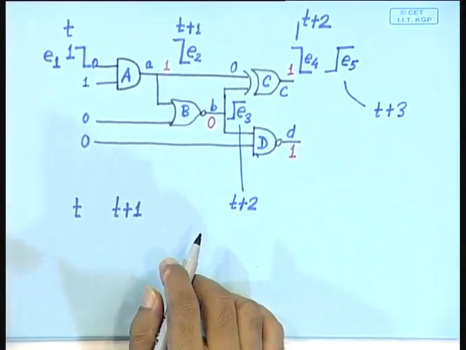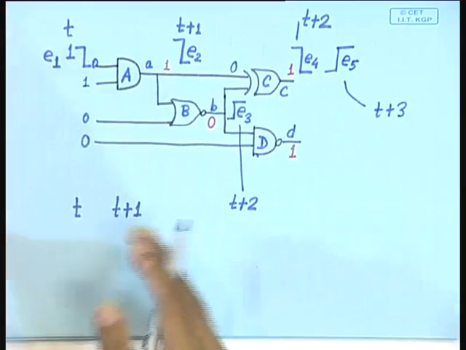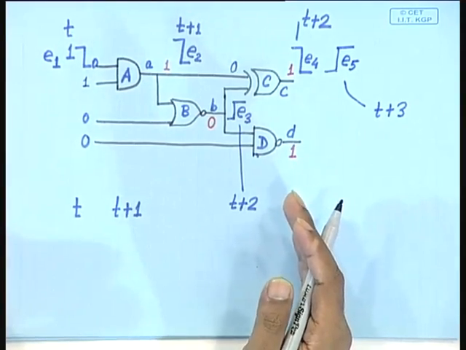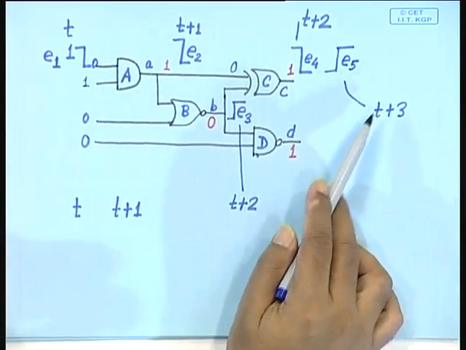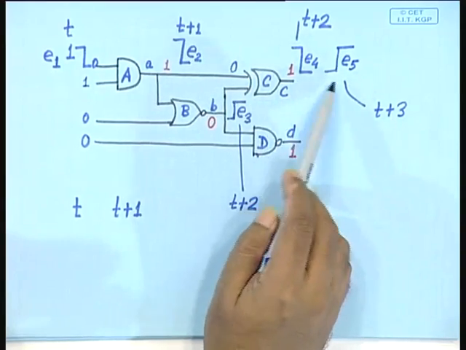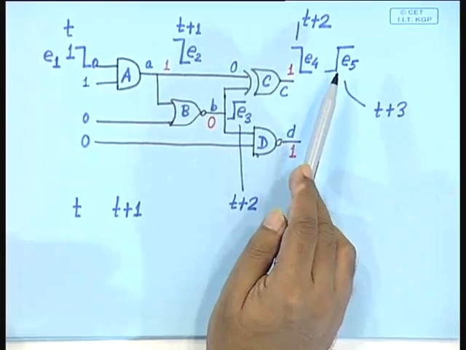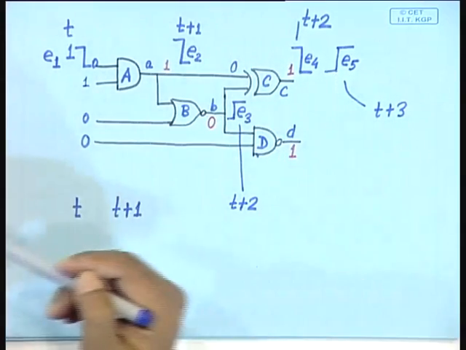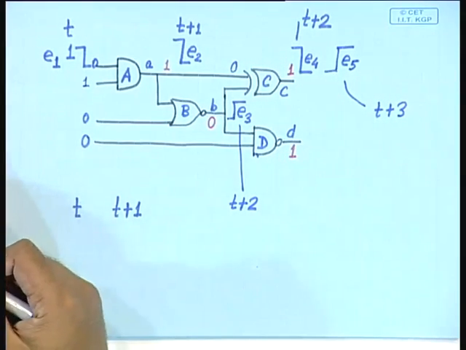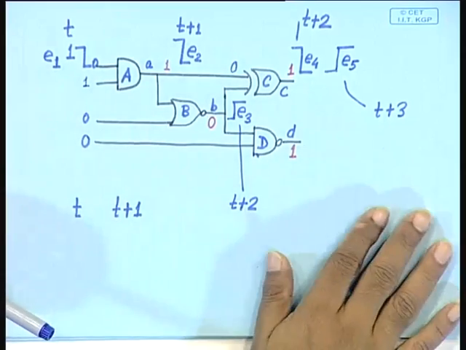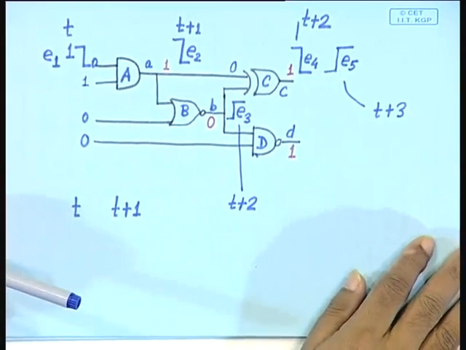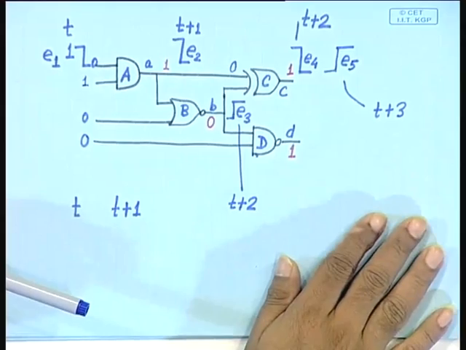So, next time advances to T plus 3 and we raise this signal from 0 to 1, namely C is raised from 0 to 1, and then there is no other event, right. So, all events have been done and we are at the end of simulation.